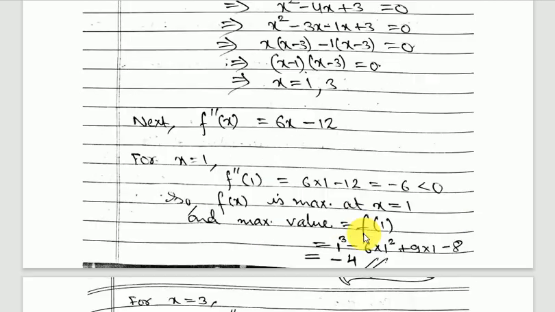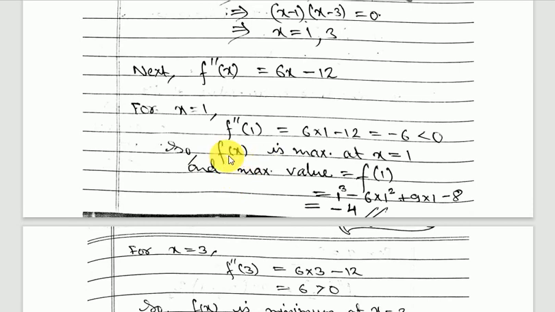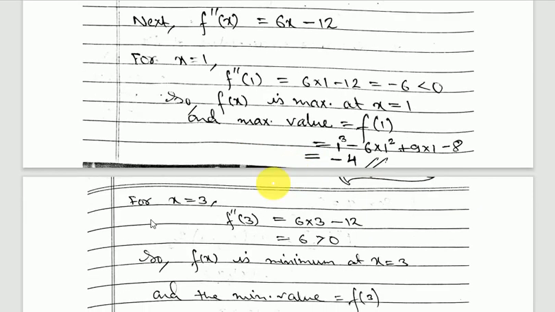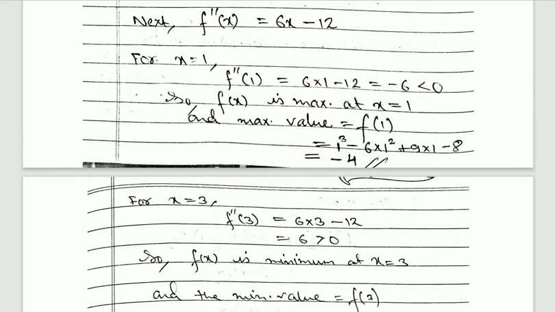Next we'll check the second derivative for x equal to 3. You just replace x by 3 in that second derivative. So you get 6 into 3 minus 12, that means 18 minus 12, that is 6, which is greater than 0. Therefore x equal to 3 is the point of minimum.